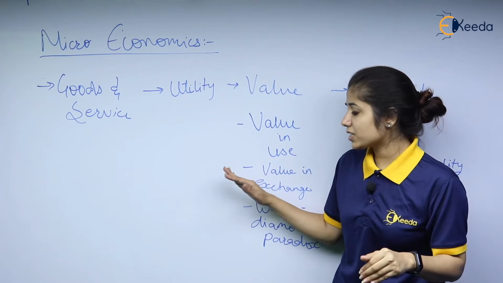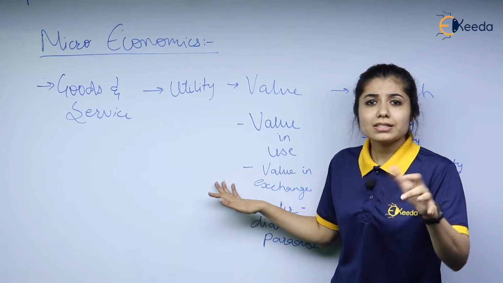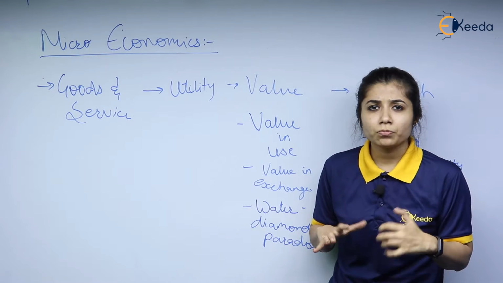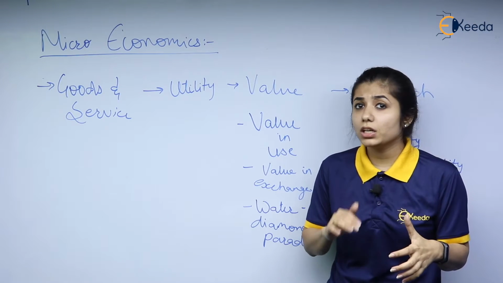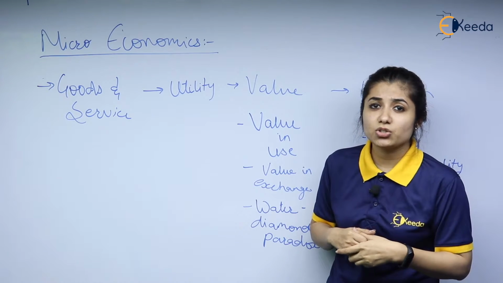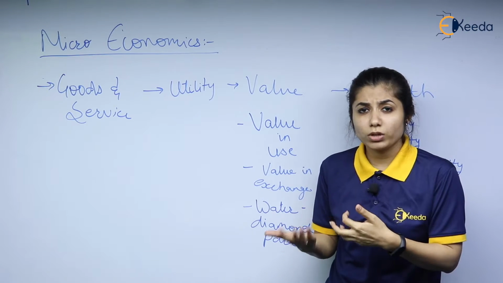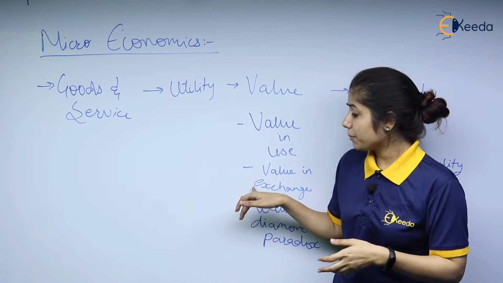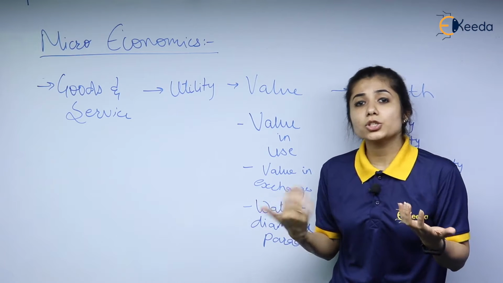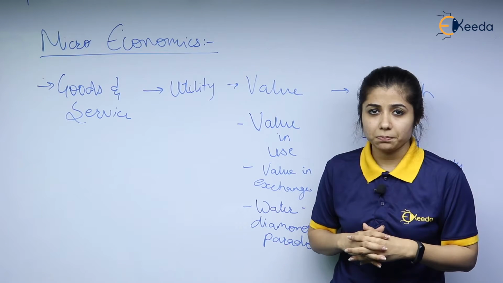Apart from that, the next is value in exchange. Certain goods do not have a very high value in use. They are not very useful, but in terms of exchange, they have a huge value. If we give it to somebody, we'll get a lot of money. The example over here is diamonds. When I give somebody diamonds, I'll get a good amount of money in return.